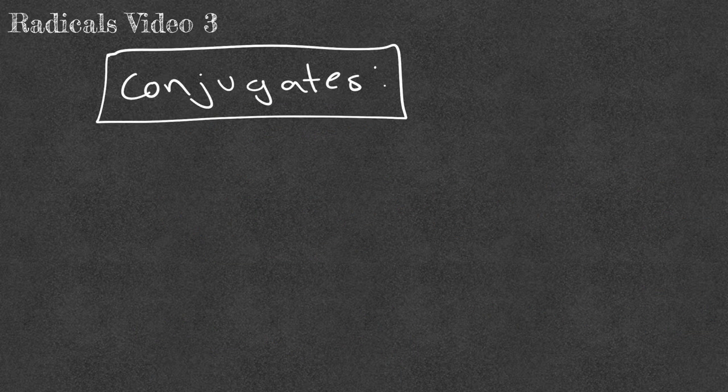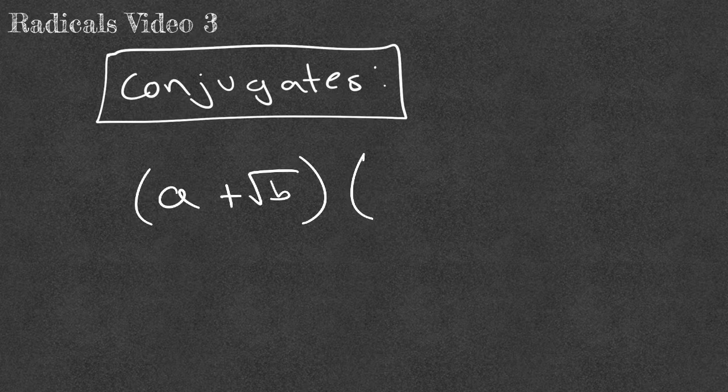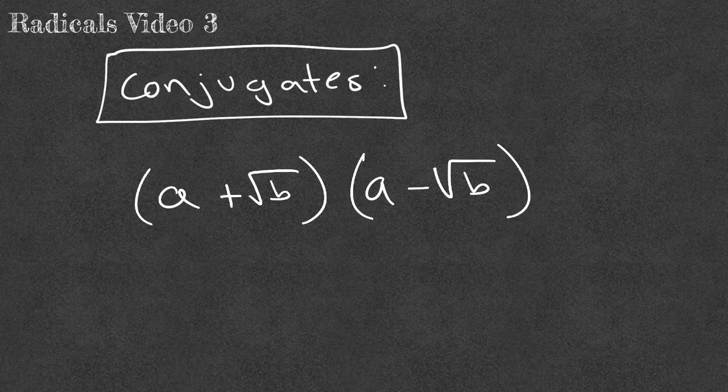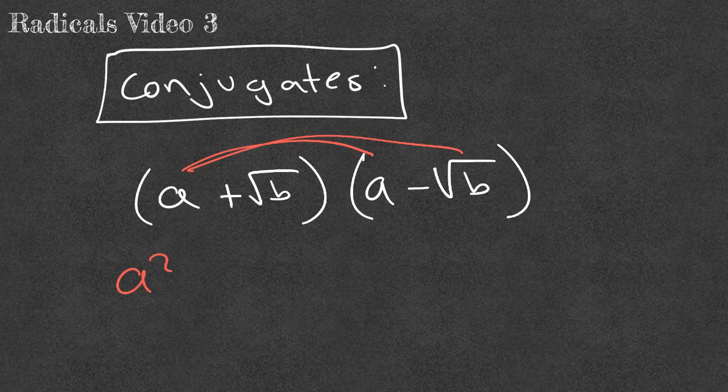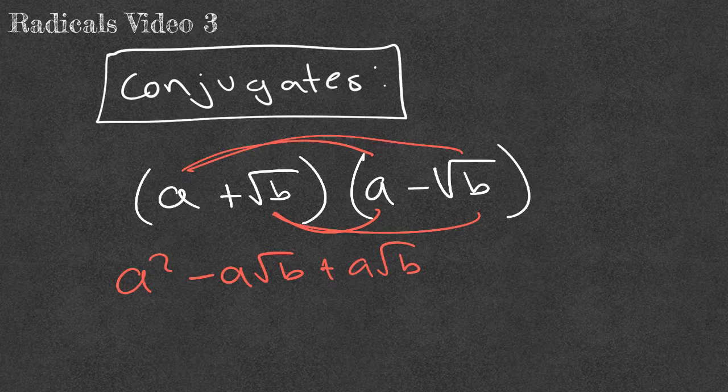We call that pattern a conjugate pattern here, or we call them conjugates. So if I took 2 things, a plus root b, the conjugate would be just changing it to a minus, a minus root b. Right? And when I put it in parentheses like that, I can distribute just like we did on the previous one. So a times a is a squared. A times root b would be minus a root b. Root b times a would be plus a root b. And then root b times root b would be minus root b squared, because b times b is b squared.